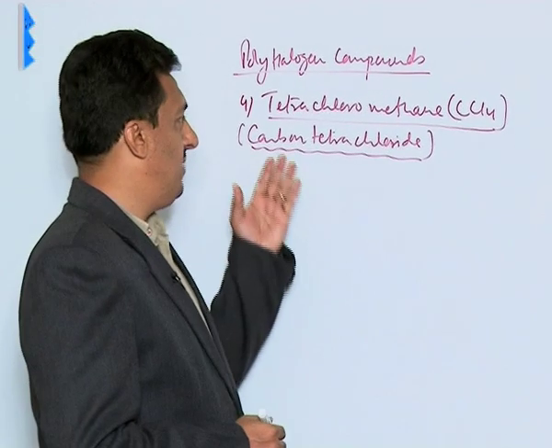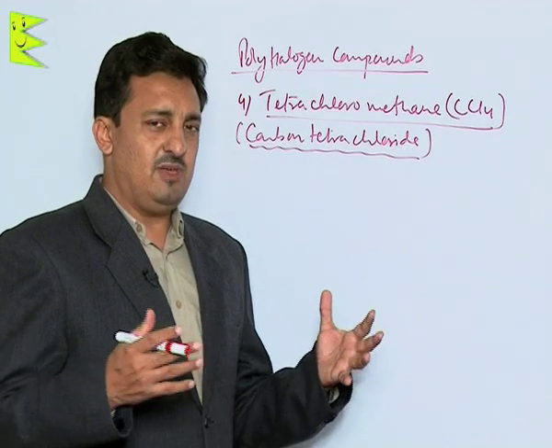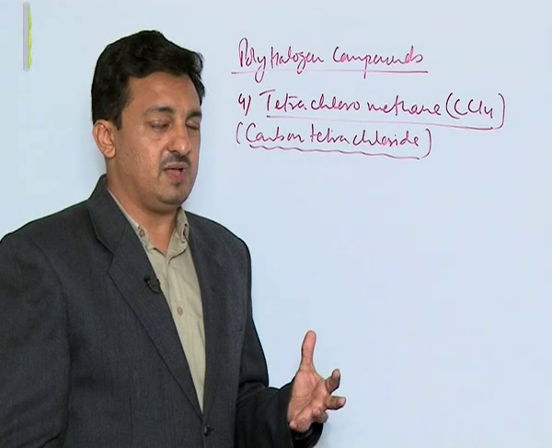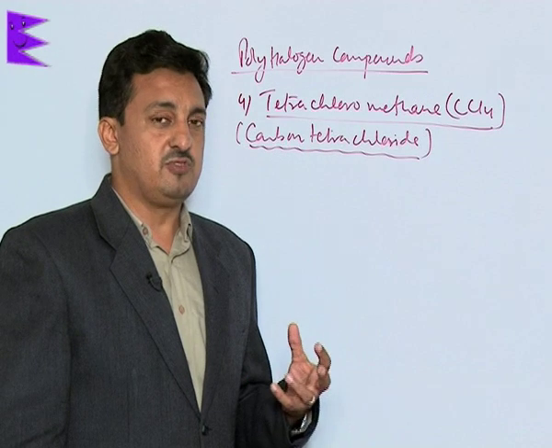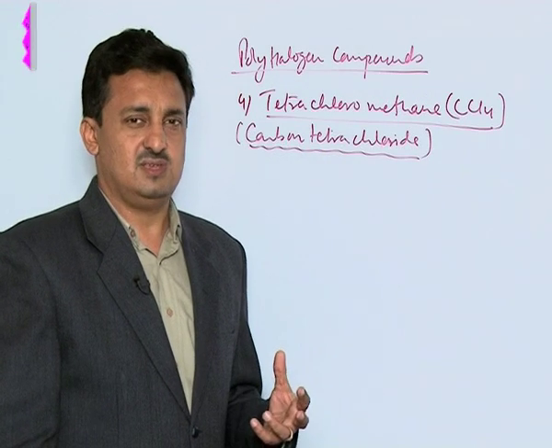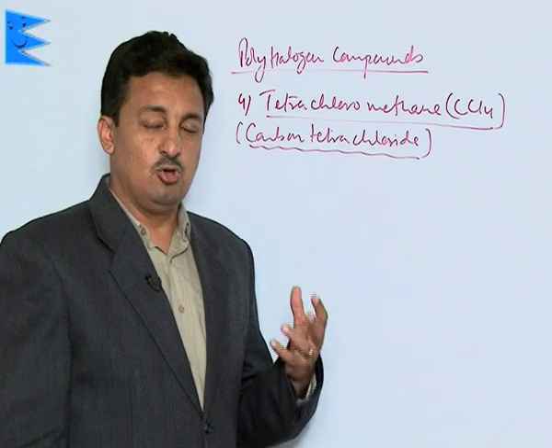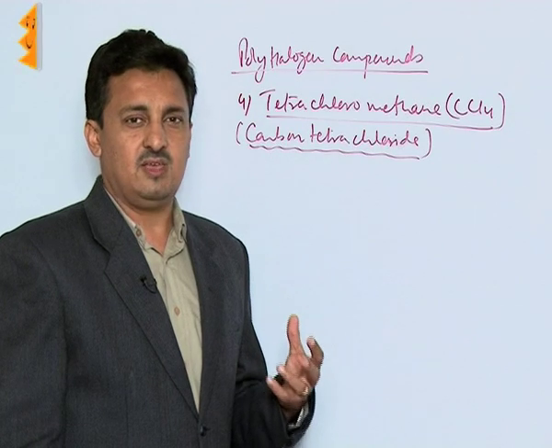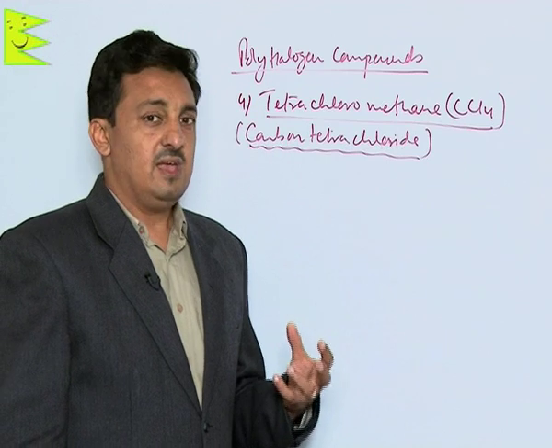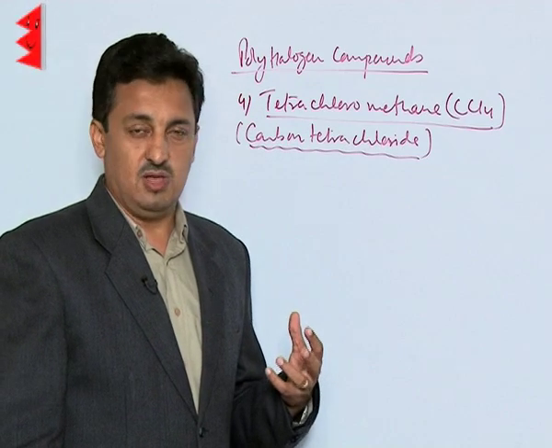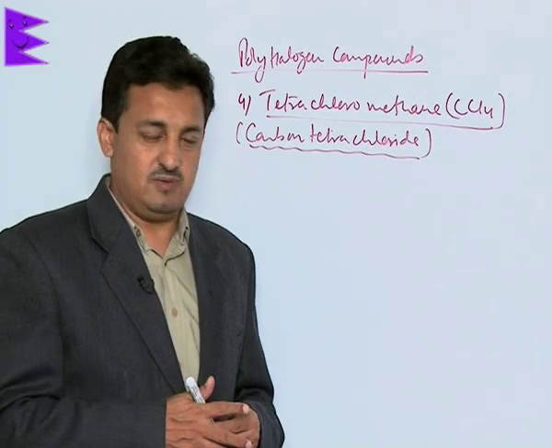The next polyhalogen compound is tetrachloromethane, CCl4, which is also called carbon tetrachloride. It is used in large quantities in the preparation of the propellants of aerosol cans. It is also used in the preparation of freons, the chlorofluorocarbons. The most important thing to note is that when inhaled by humans, it causes nausea and vomiting. There are unconfirmed sources which say that it leads to cancer also, either liver cancer or nerve cell cancers. So there are many harmful effects associated with this compound.